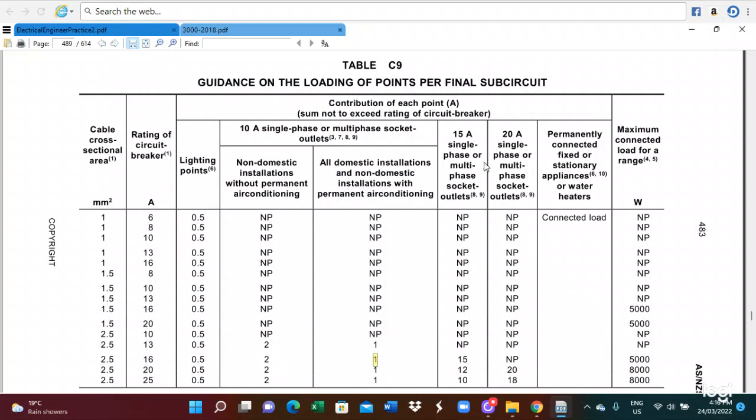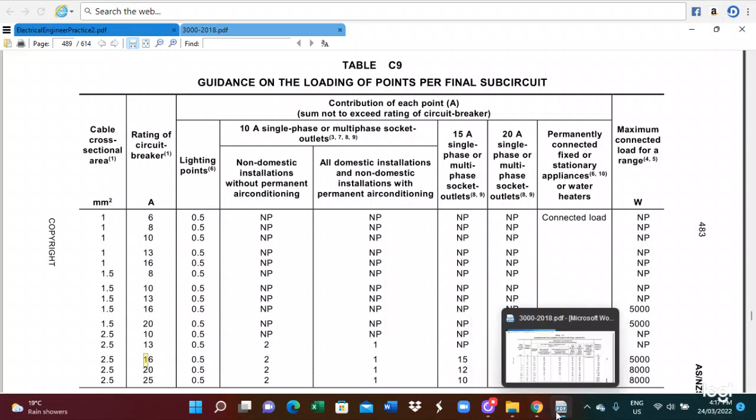And 15 ampere single phase multi-phase socket outlet, you can install the 15. And also the 20 ampere single phase socket outlet not applicable. Maximum connected load is up to 5,000 watt you can utilize. So this is the case if you use a 2.5 millimeter square cable and circuit breaker is 60, no way you have to utilize. In this case, you only utilize a 0.5 as a lighting point.